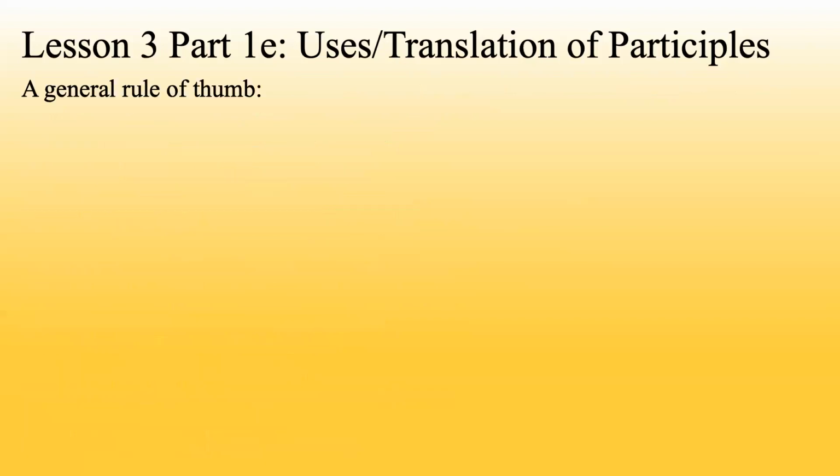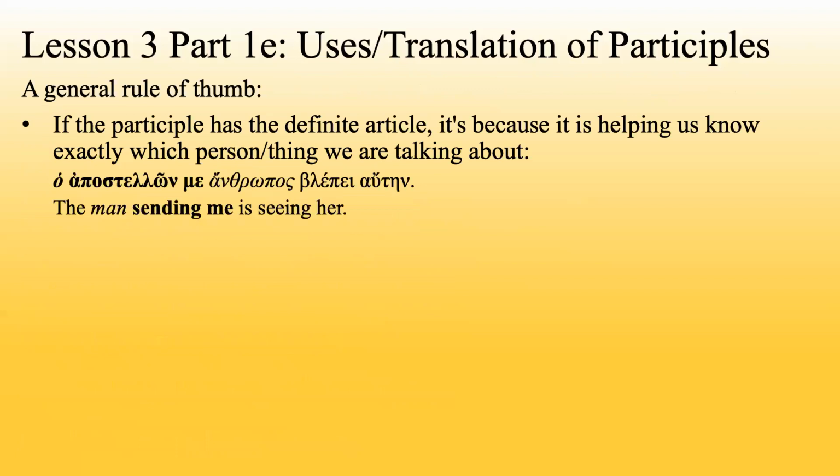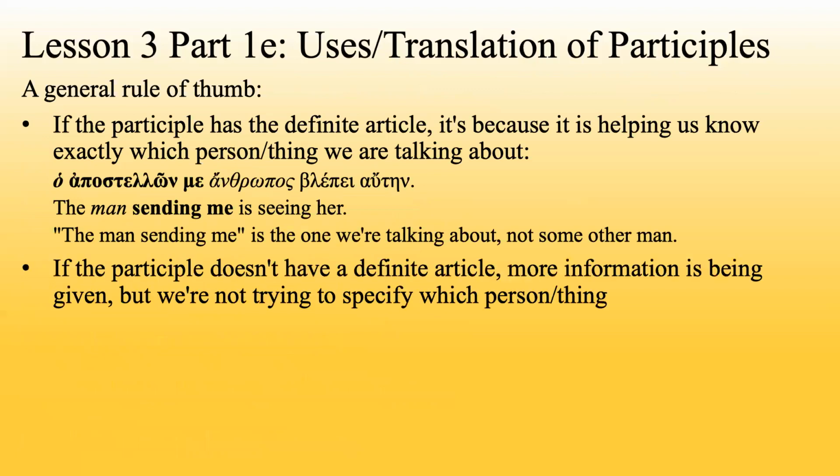All right, general rule of thumb. If the participle has the definite article, it's because it is helping us know exactly which person or thing we are talking about. Ho apostellon me anthropos blepei auten. The man sending me is seeing her. It's pointing out which man we are talking about. The man sending me is the one we're talking about, not some other man. If the participle doesn't have a definite article, more information is being given, but we're not trying to specify which person or thing.